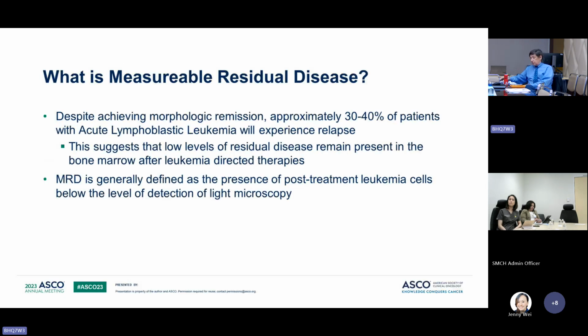And so what is measurable residual disease? For a long time, we used to say minimal residual disease.